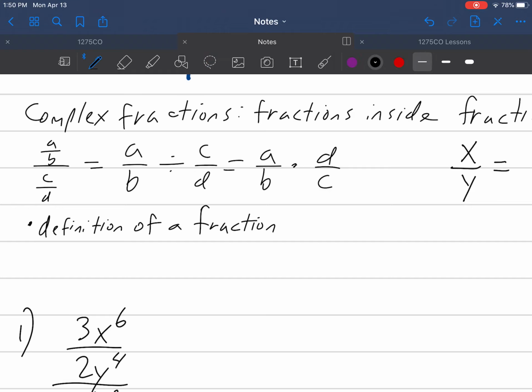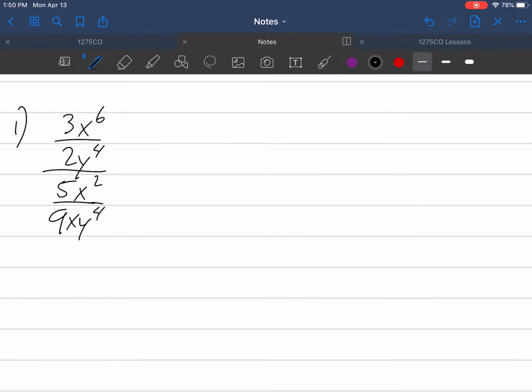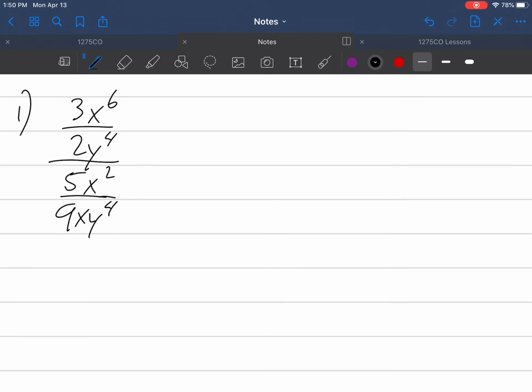And we learned before something about dividing fractions, which is called keep, change, flip. That is to keep the top the same, keep the numerator the same, keep the first fraction the same. That is change the division to multiplication, and that is to flip the second fraction, flip the fraction that follows the division sign. And again, this is following the definition of a fraction and the process of dividing fractions.